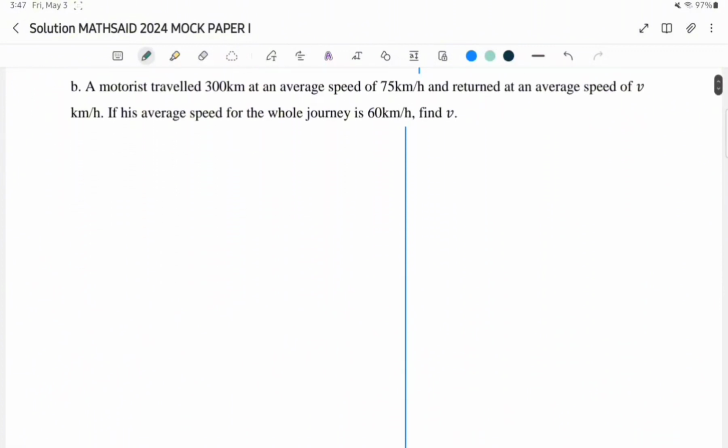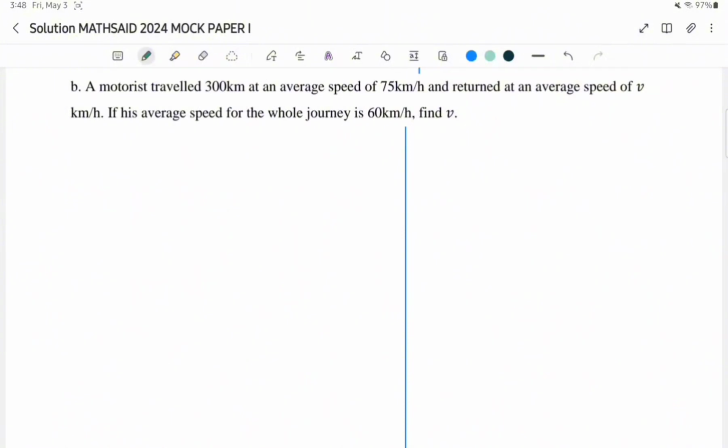For question 1b, a motorist traveled 3 kilometers at an average speed of 75 kilometers per hour and returned at an average speed of v kilometers per hour. If his average speed for the whole journey is 60 kilometers per hour, find v. Well, from this last part of the question, we are given the value of the average speed for the whole journey.